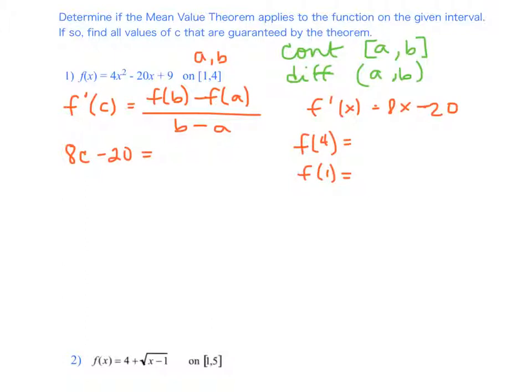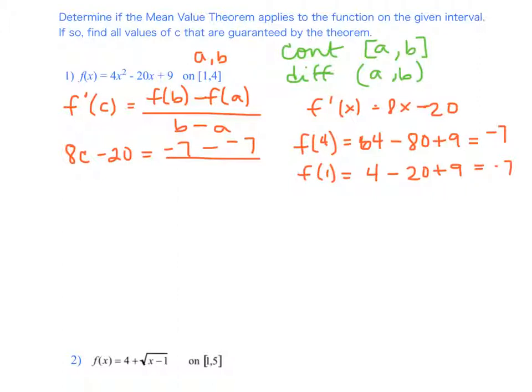All right, so f of 4 here would be 4 times 4 squared, so 4 times 16, which would be 64, minus 20 times 4 is 80, plus 9. 64 minus 80 is negative 16, plus 9 is negative 7. All right, f of 1, 4 times 1, 4, minus 20, plus 9. 4 minus 20 is again negative 16, plus 9 is again negative 7. So plugging that in, f of 4 would be negative 7 minus a negative 7 all over b minus a, which would be 4 minus 1.